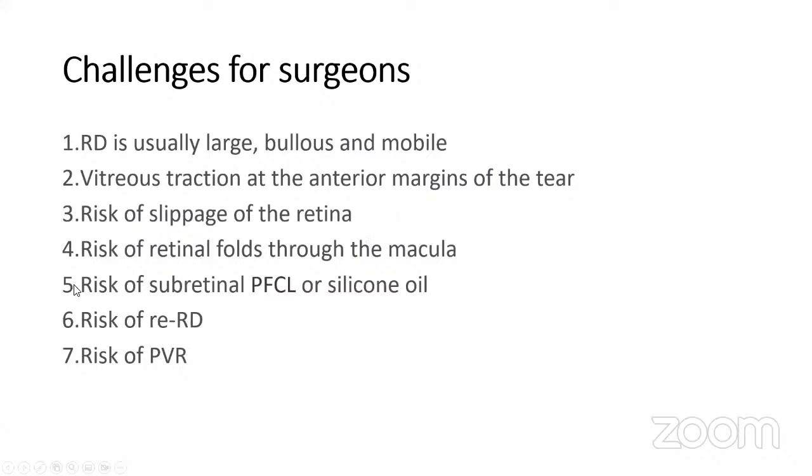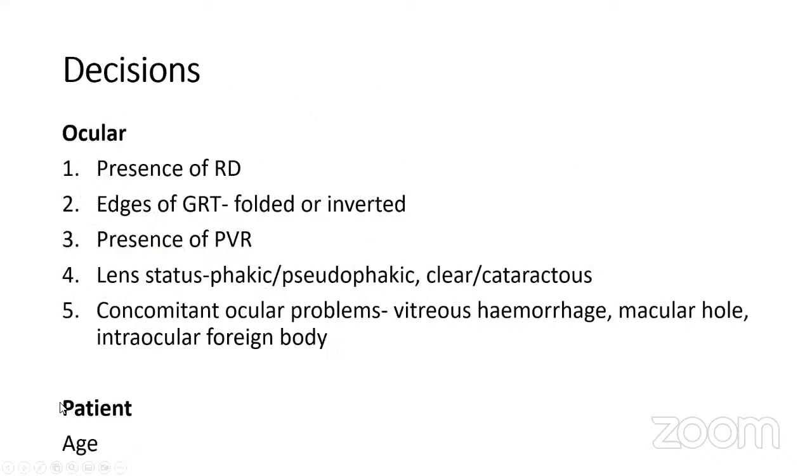There is also a higher risk of slippage of the retina in a giant retinal tear, and this will result in retinal folds, which can also happen through the macula. There is also a higher risk of developing subretinal perfluorocarbon liquid or silicone oil, and the risk of redetachment and PVR is higher.